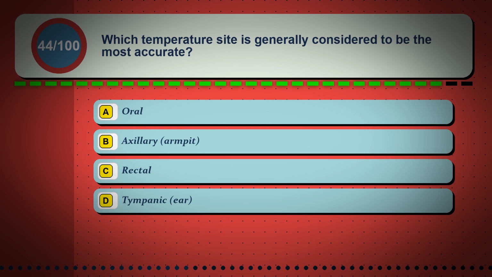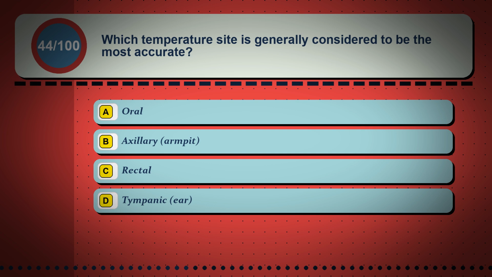Question 44. Which temperature site is generally considered to be the most accurate? Option A. Oral. Option B. Axillary, armpit. Option C. Rectal. Option D. Tympanic, ear.